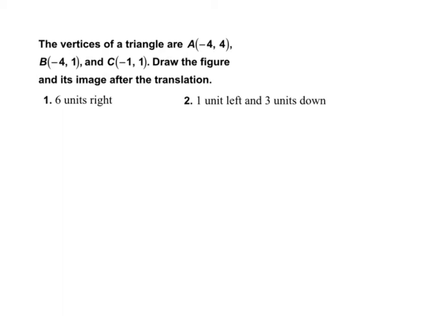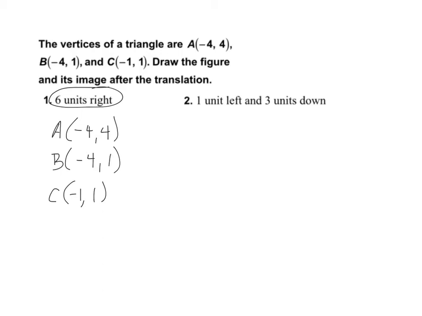The vertices of a triangle are A (-4, 4), B (-4, 1), and C (-1, 1). Draw the figure and its image after the translation. Well, we're not going to draw the image, but we're going to use the rule of going 6 units to the right to change what these are. So let me just write A is at (-4, 4), B is (-4, 1), and C is (-1, 1). And so what I want you to do is try and figure out where these points are going to be after you go 6 units to the right.